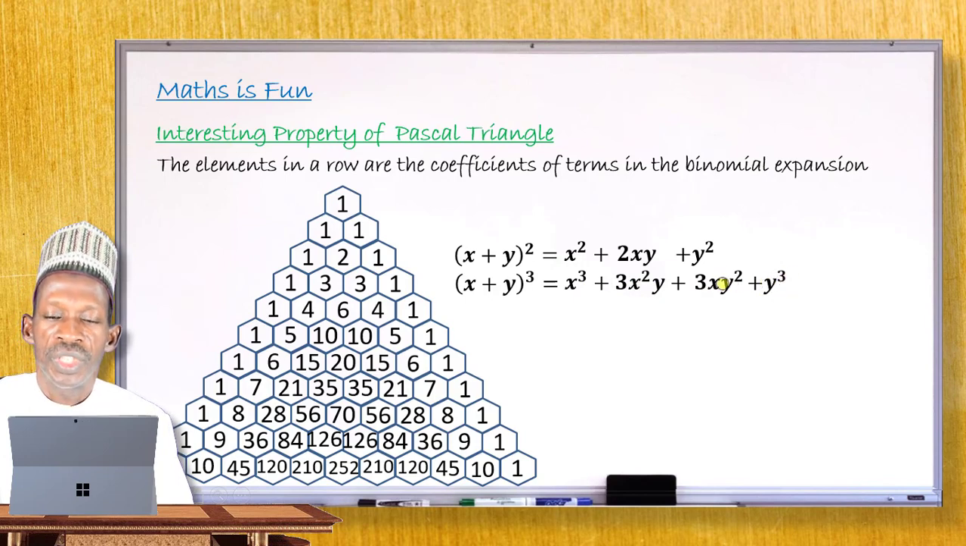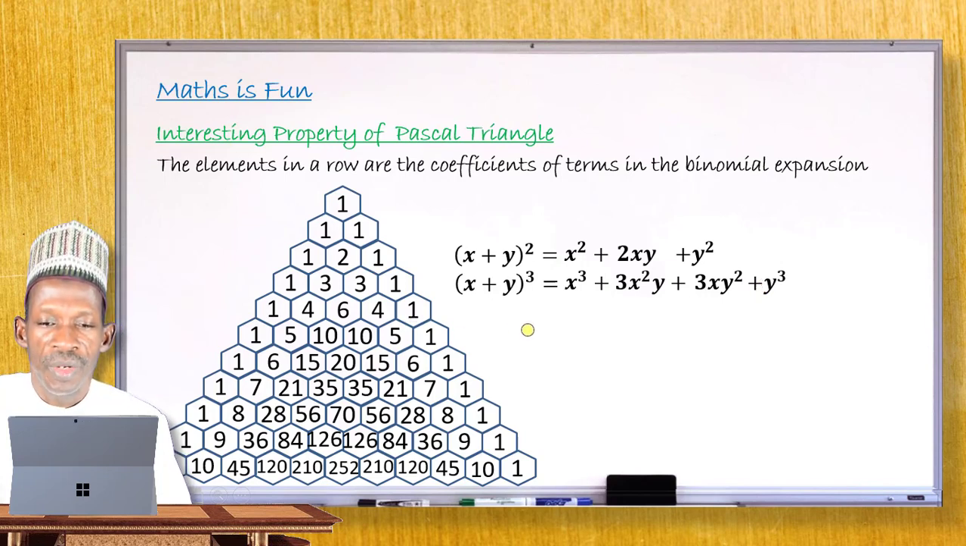And looking at the coefficients of the terms in this binomial expansion, they are exactly the elements in the fourth row. Look at 1, the coefficient of x cubed; 3, the coefficient of x squared y, look at it here; and 3, the coefficient of xy squared. Look at this 3. And the last term, y cubed, its coefficient is 1. Look at it here.